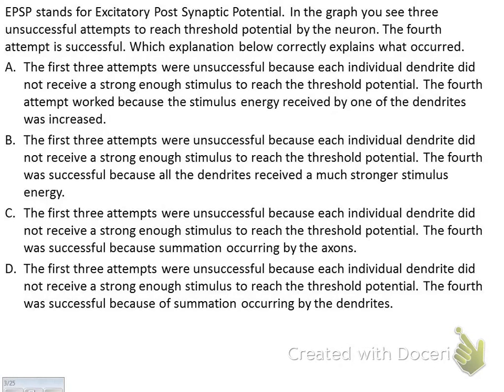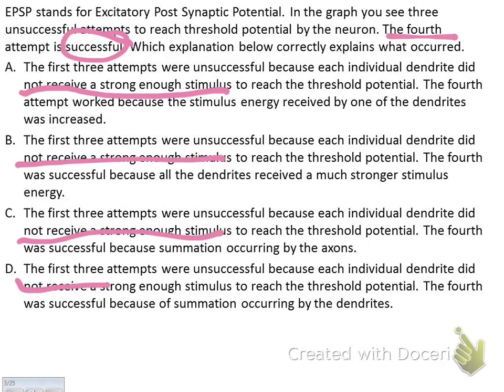Okay, the question's asking you why on the 4th attempt was it successful? If you look at the 4 options, the first sentence is the same on all 4 of them. The first 3 attempts were unsuccessful because each individual dendrite did not receive a strong enough stimulus. So you know the reason it didn't go was because it didn't receive a strong enough stimulus, and that's on all 4 of them. Okay, so why did it go on the 4th one is your question. Somebody tell me which one you could eliminate right off the bat.